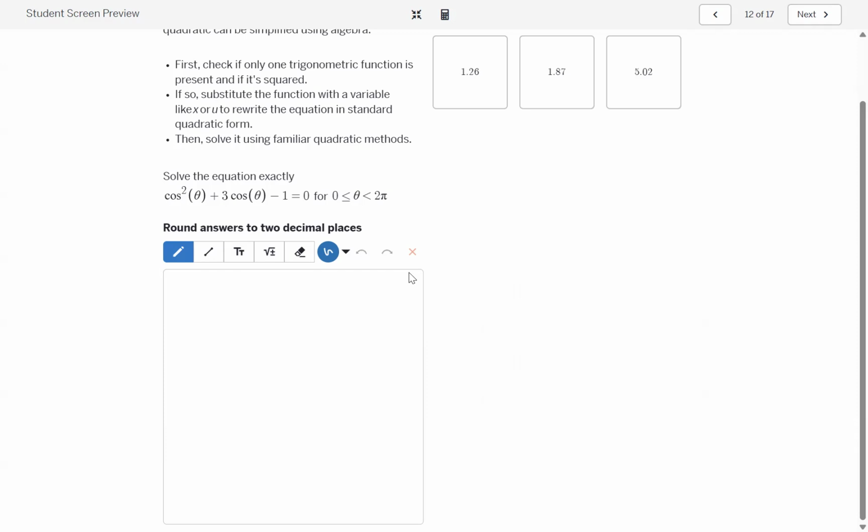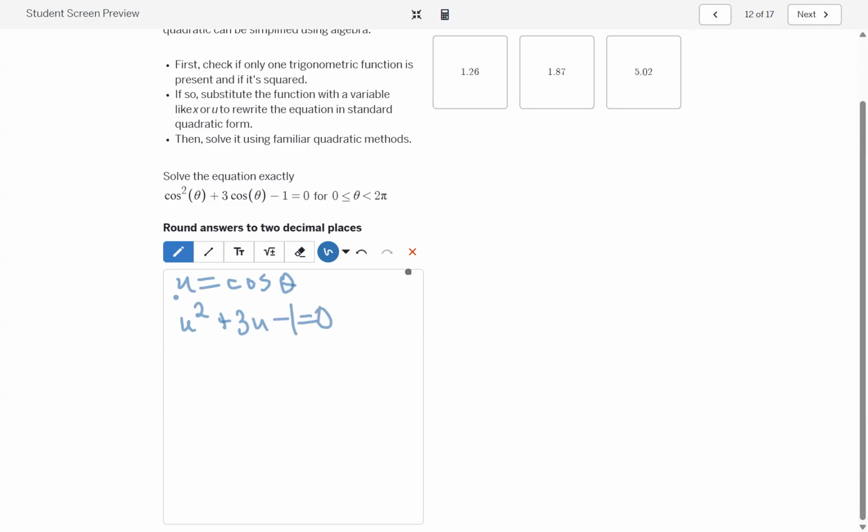So our first thing is we're going to make a creative substitution. And I use u for my substitution because u stands for ugly. And what's making this ugly is the cosine. So if I say u is cosine theta, then my equation, where it's cosine squared, is now u squared, plus 3 cosine is 3u, minus 1 equals 0.